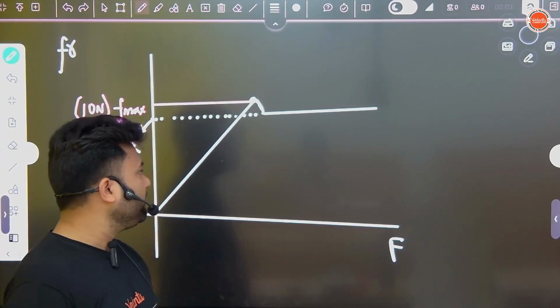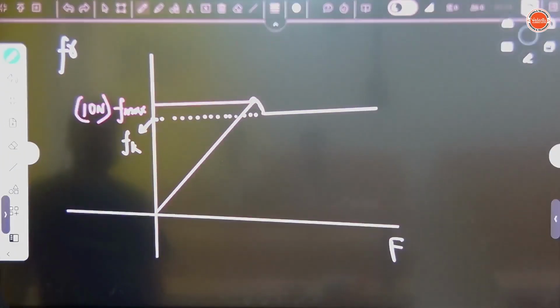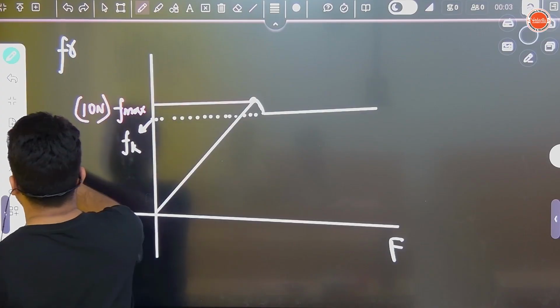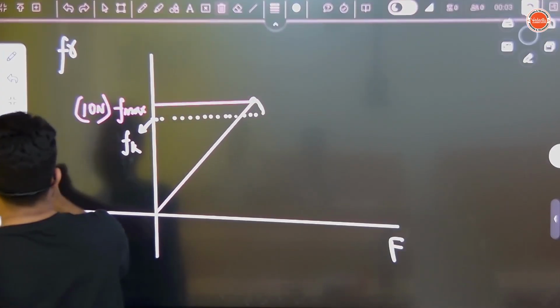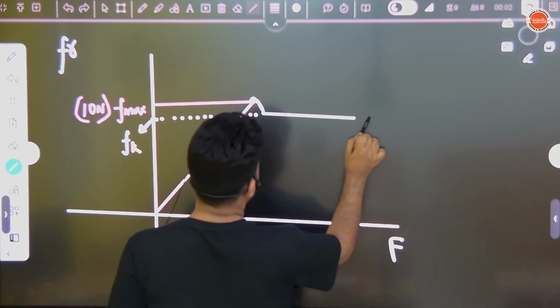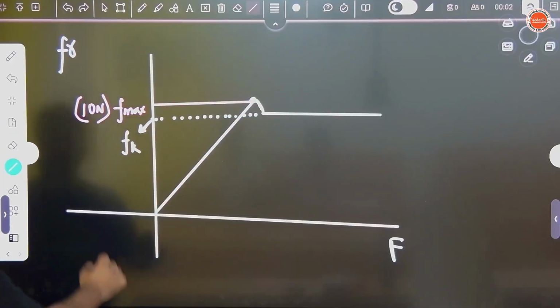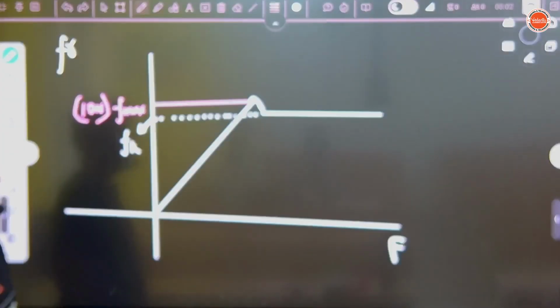So this graph is important. This graph is very important. This is not going up. This is stable, a straight line.